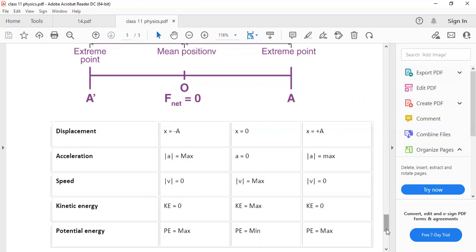So students, just remember it: at the mean position the speed will be maximum, otherwise at the extreme points it will be 0. Now let's talk about the kinetic energy. Again, at the extreme points it will be 0, either left side or right side, and at the mean position it will be the maximum value. Okay. Now let's talk about the potential energy. Again, there is the maximum potential energy at either side, the extreme points, and it will be the minimum at the mean position. Okay.